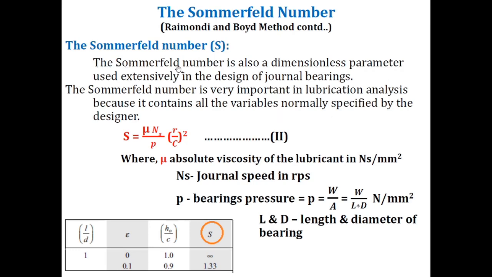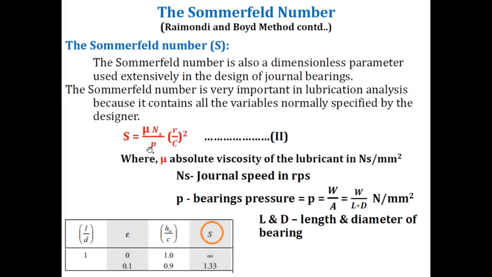So what is this Sommerfeld? Sommerfeld was one of the scientists, and he developed this equation making some modifications in Petroff's equation. From Petroff's equation onwards, the Sommerfeld number has been developed, and it is a dimensionless parameter used extensively in the design of journal bearings. So it has a very major role in the design of journal bearings. And why is it important in lubrication analysis? Because it contains all the variables normally specified by the designers. This equation S is given by mu Ns upon P into (r upon c) whole square.